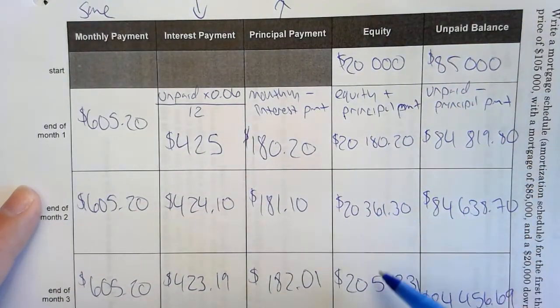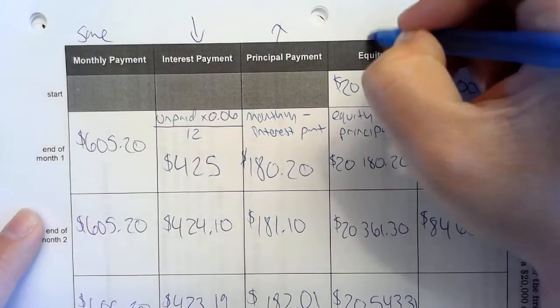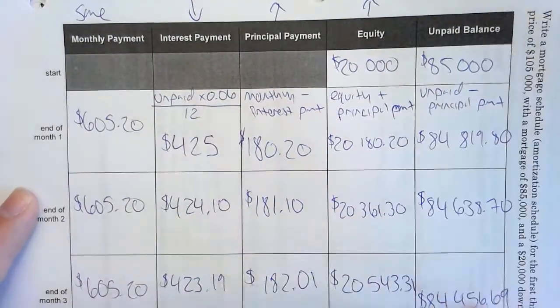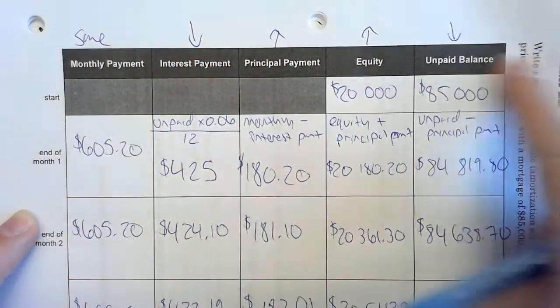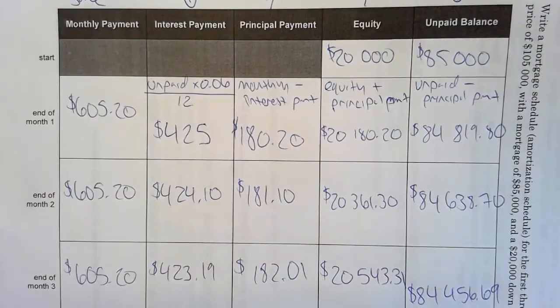Equity, that's how much we own in the house, so that should be going up over time, and how much we still owe them going down over time. So it's good to know these trends, just so you're like, oh shoot, did I accidentally add instead of subtract? Am I going the right way here? Because it is a lot of things to keep straight, isn't it? But other than that, we're done. Give this a shot on your own and let's see how it goes.